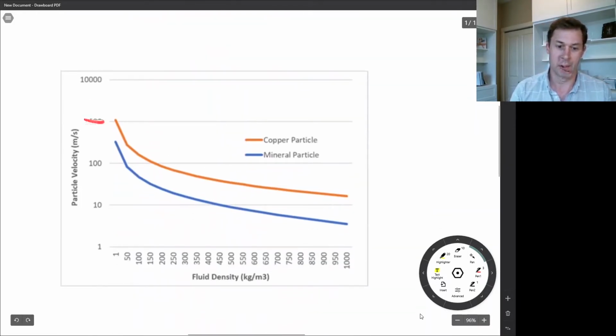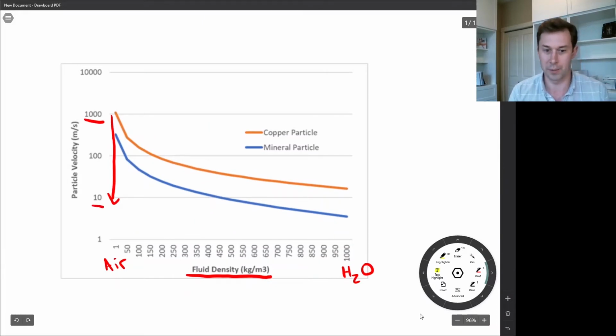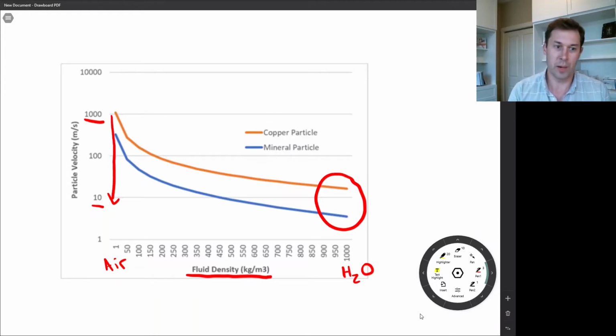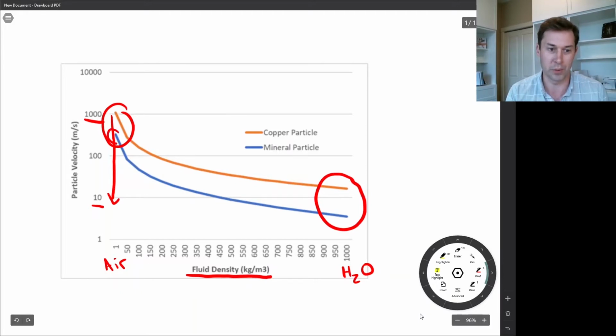So here I have the fluid density, but also baked into this equation are changes in the fluid dynamic viscosity between air on this end and water on this side. What you can see here is the velocity of a particle, and for example here I've got a pure copper particle and a pure mineral particle. As the density of the fluid and the dynamic viscosity increases, the terminal settling velocity in that fluid of these particles drops dramatically.